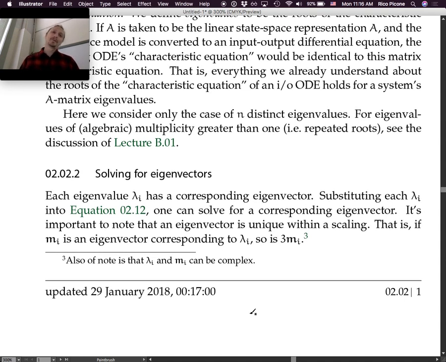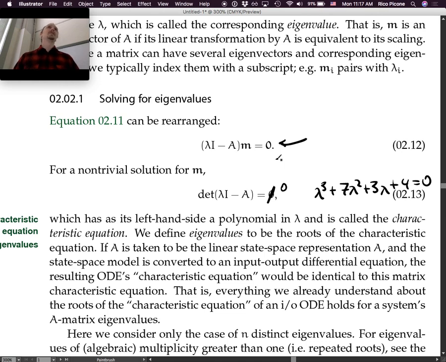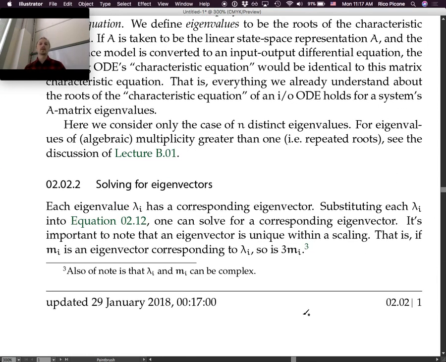So solving for eigenvectors. We learned how to solve for eigenvalues. Determinant of lambda I minus A. Solve for lambda, and you're good. Solving for eigenvectors: each eigenvalue, lambda i, has a corresponding eigenvector. Substituting each lambda i into equation 212, which is this one, the form of the equation that we'll typically use, one can solve for a corresponding eigenvector. It's important to note that an eigenvector is unique within a scaling, okay? So like the vector 1, 1, for a 2 vector, the vector 1, 1, and the vector 2, 2, and the vector 3, 3 are all equivalent eigenvectors, okay?